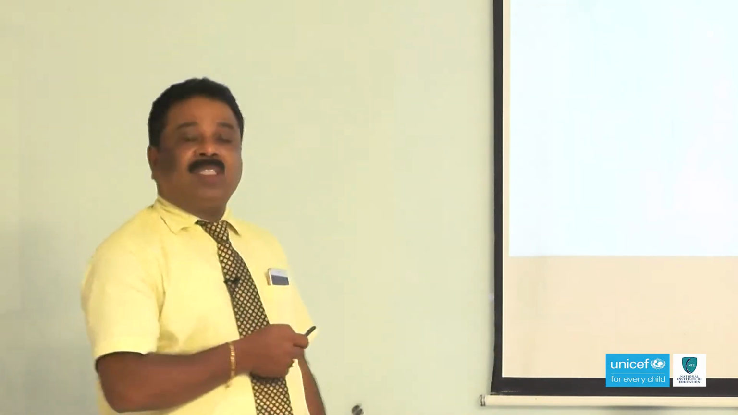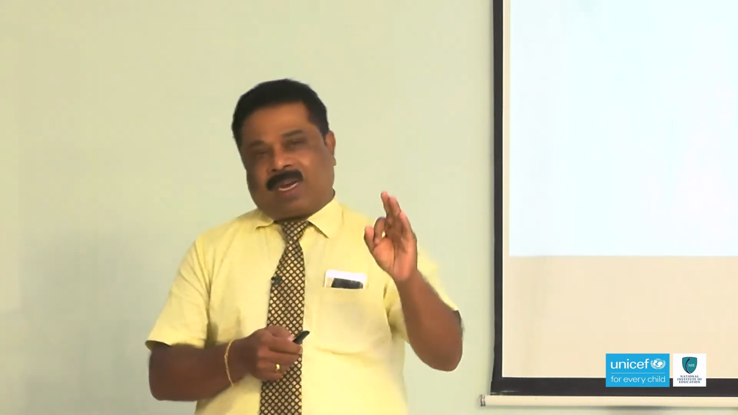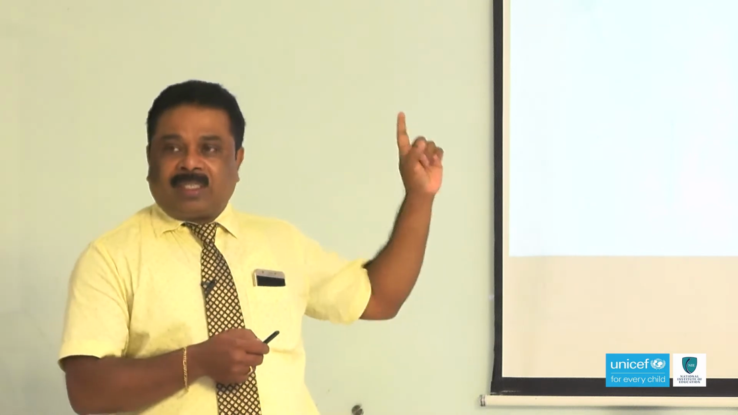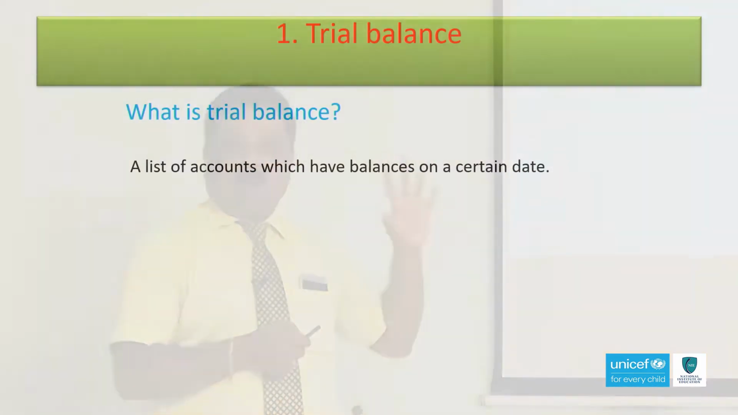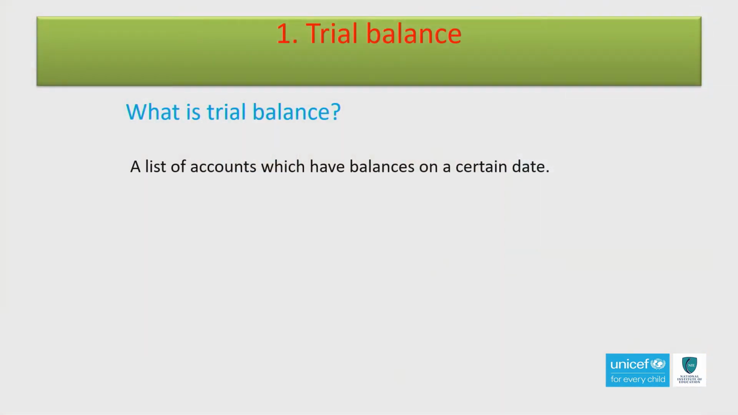Now the question is, what is a trial balance? That's the first topic. We are here covering three topics: number one is trial balance, number two control accounts, third errors. What is a trial balance? A trial balance is a list of accounts which have balances on a particular date, not for the year. Some students always write a list of accounts which have balances for the year. That is not the correct answer. You must make sure that it is on a certain date, on a particular date.